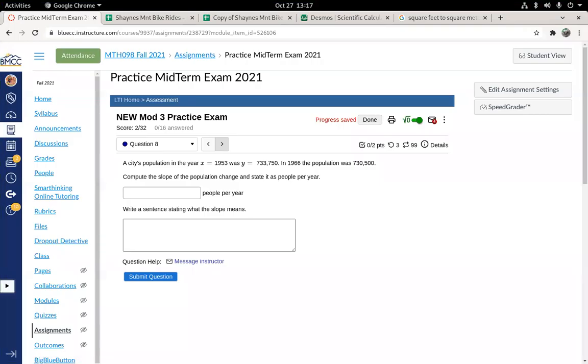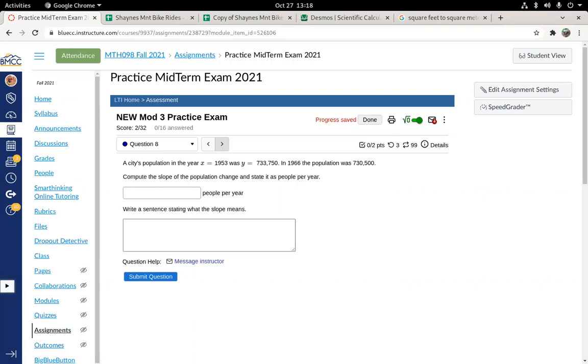All right, so we have a city's population in the year X equals 1953 was 733,750. In 1966, the population was 730,500. Compute the slope. State the slope, and then tell me what it means.